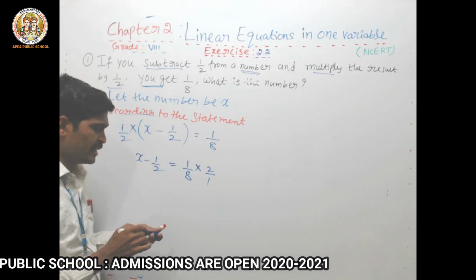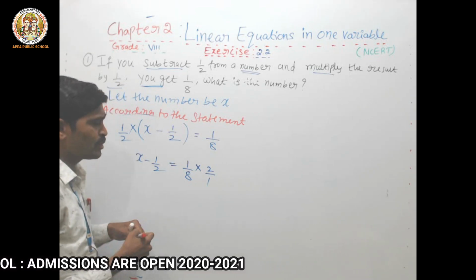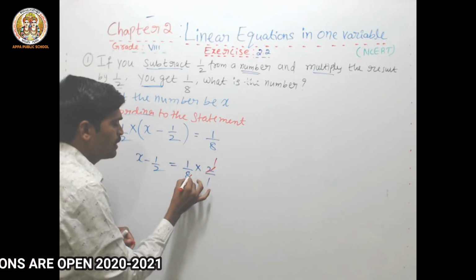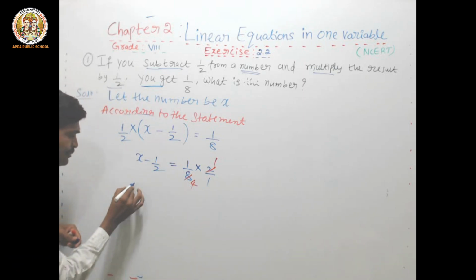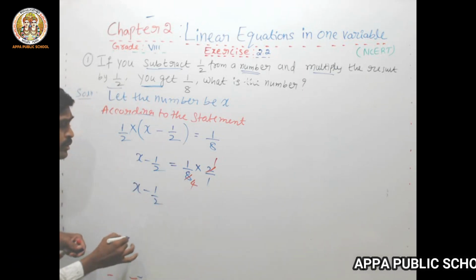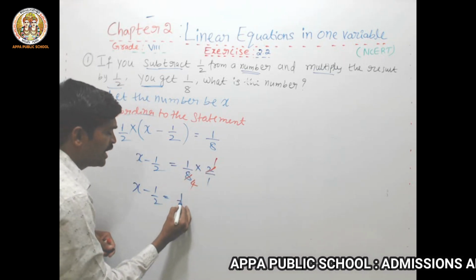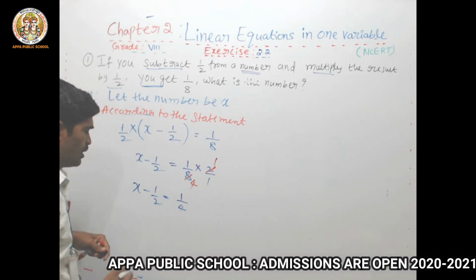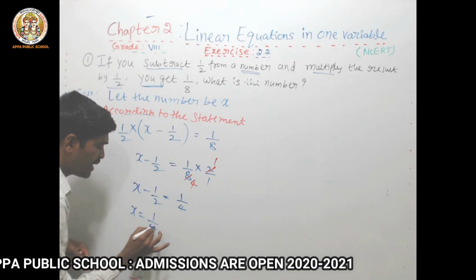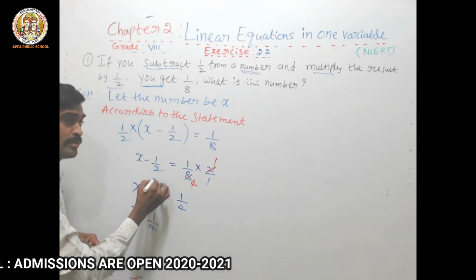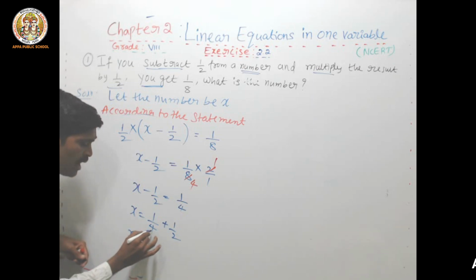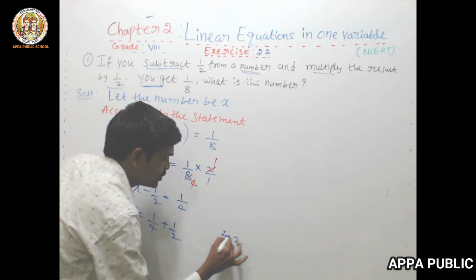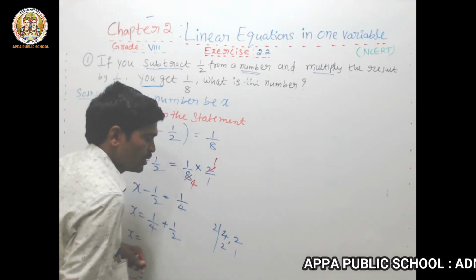Understood, my dear students? Now here, is cancellation possible? Yes. 2 1s are 2, 2 4s are 8. So x minus 1 by 2 is equal to, write down 1 1s are 1 and 4 1s are 4. Here x minus 1 by 2 is equal to 1 by 4. Transferring minus 1 by 2 to the RHS, there should be plus 1 by 2. x is equal to, again take the LCM of 4 and 2. 2 2s are 4, 2 1s are 2.